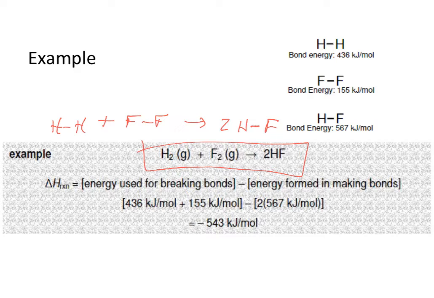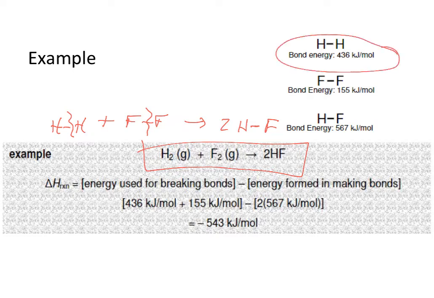All right, so bonds broken are always going to be on the reactant side, so you want to start with that. And we're going to break the hydrogen-hydrogen bond, and we're going to break the fluorine-fluorine bond, and there are no other bonds we're going to break, okay? So I'm going to look, typically you'll get a table of bond energies, so you're going to have to hunt through it on your own.